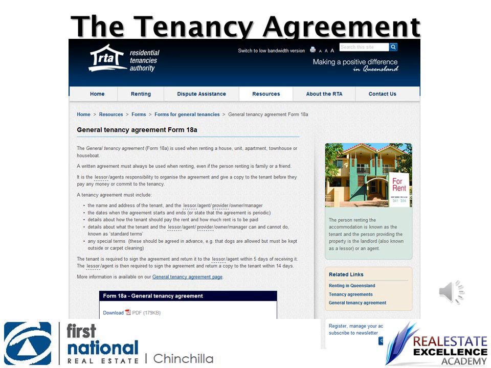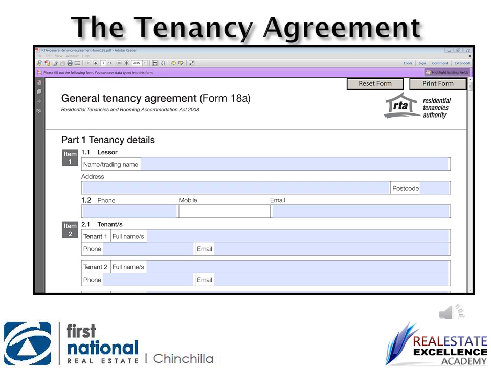The General Tenancy Agreement, Form 18A, is a legally binding contract between yourself and the owner. We act on behalf of the owner. The following tenancy agreement is about to be explained to you. As previously stated, the General Tenancy Agreement is a legally binding contract between yourself and the owner.